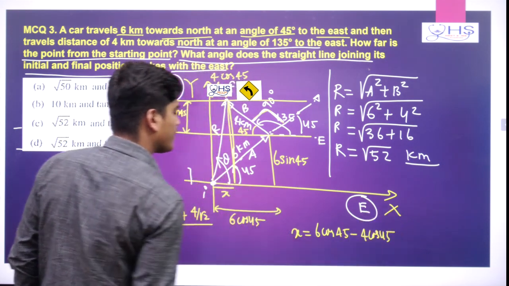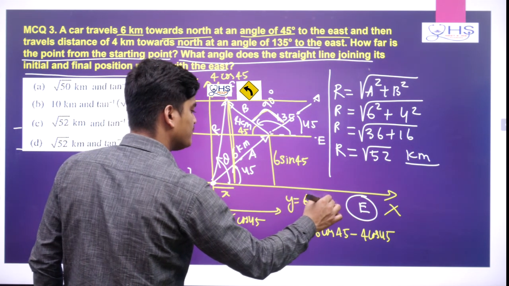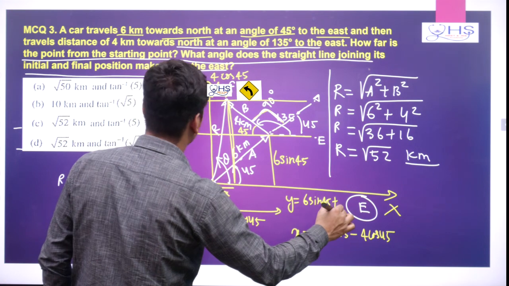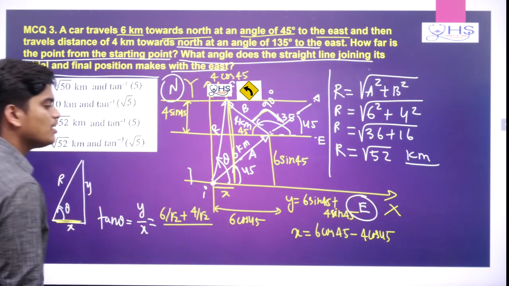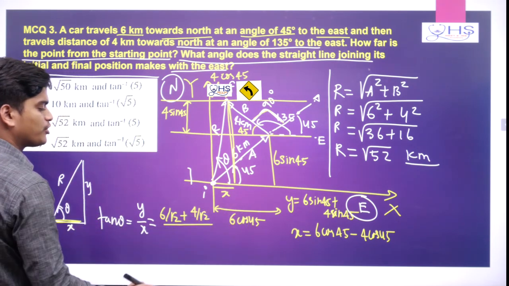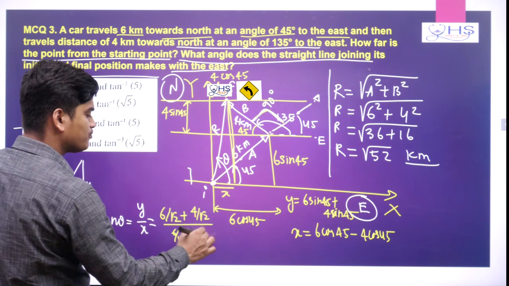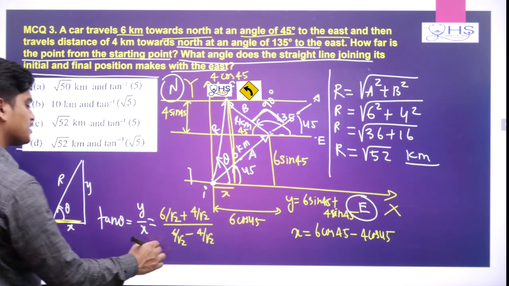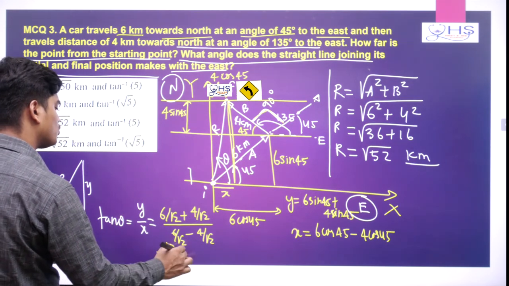But y is 6 sine 45 plus 4 cos 45, or sine 45, whatever you take. Now how much is it coming? 6 cos 45 is 6 by root 2, and 4 cos 45 is 4 by root 2. Root 2 below and above will get cancelled. So above will be 6 plus 4, 10, and 6 minus 4, 2. So how much is it coming in total?